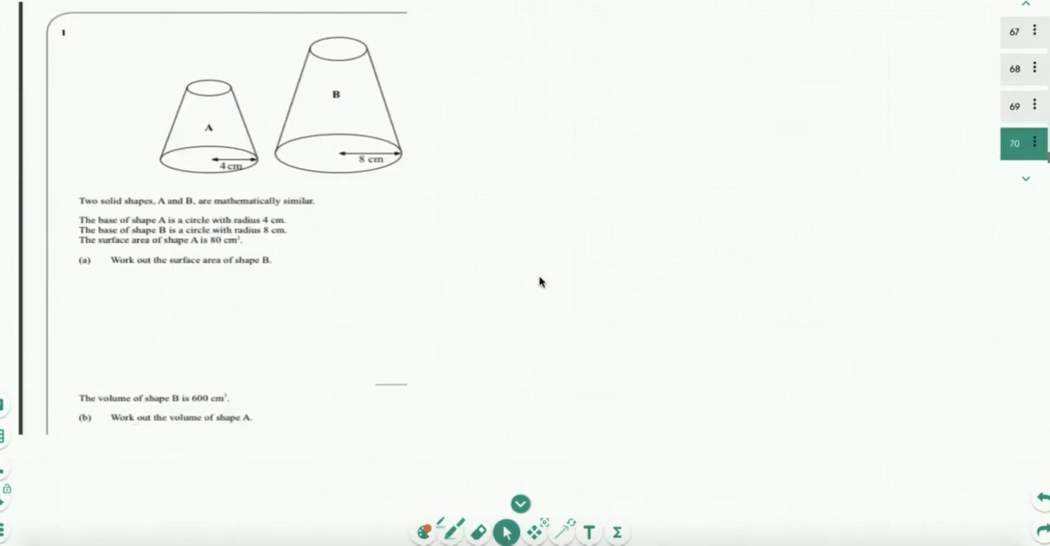Next question. Two solid shapes, A and B, are mathematically similar. The base of shape A is a circle with radius 4. The base of shape B is a circle with radius 8. The surface area of shape A is 80. Work out the surface area of shape B.